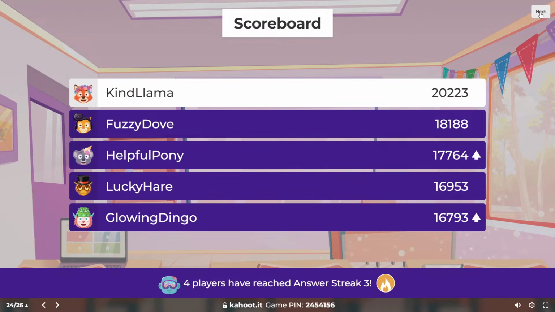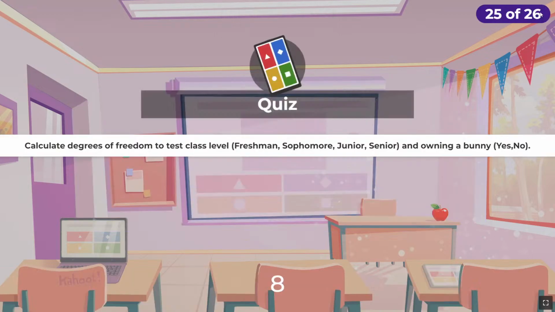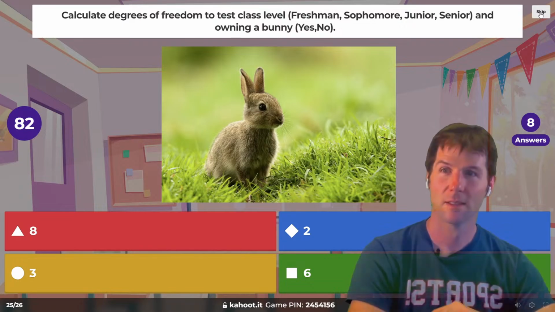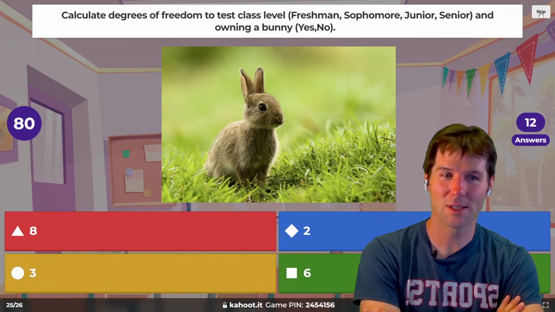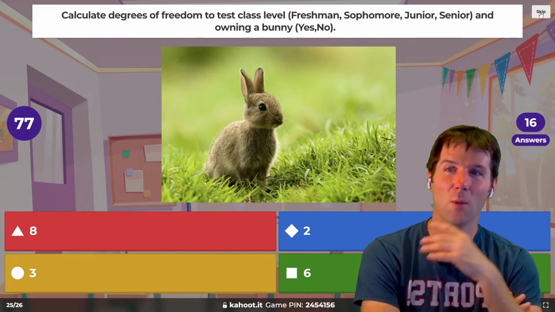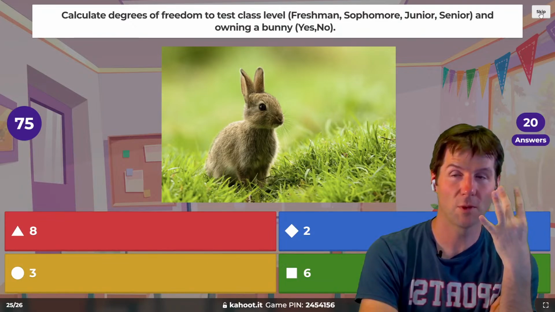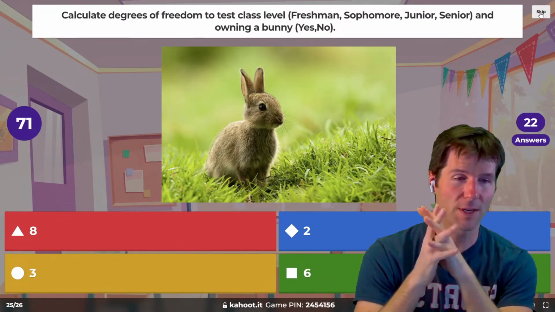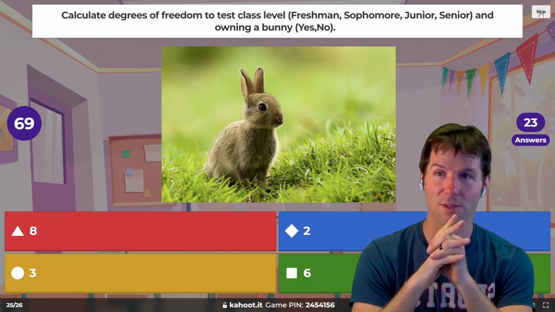Kind llama, fuzzy dove, helpful pony, lucky hair, glowing dingo. Next question. Calculate degrees of freedom for this right here. We have freshman, sophomore, junior, senior, and owning a bunny, yes and no. So what are the degrees of freedom for this test with that cute little bunny right there? Oh, it's a baby bunny. I'll tell you a bunny fact. So this is the chi-squared test of independence. We have a 4 variable question, and a 2 variable question. So you should, if you know how to do it, and I'll tell you how to do it in a second. Let me give you 3 bunny facts.